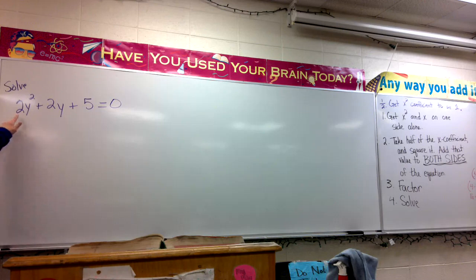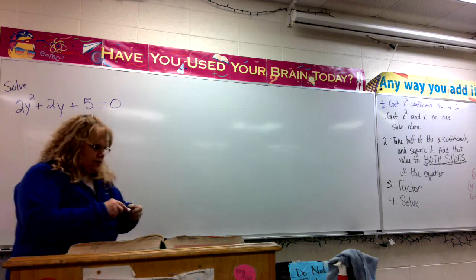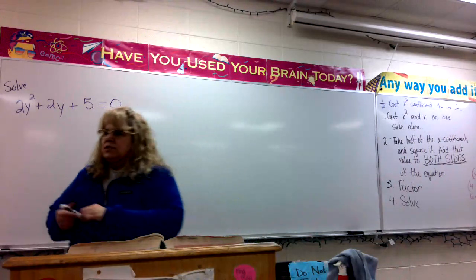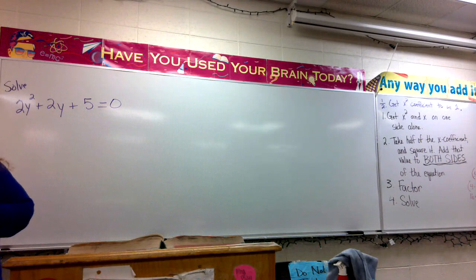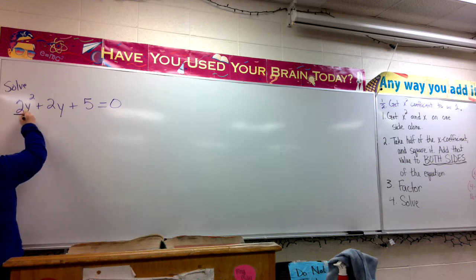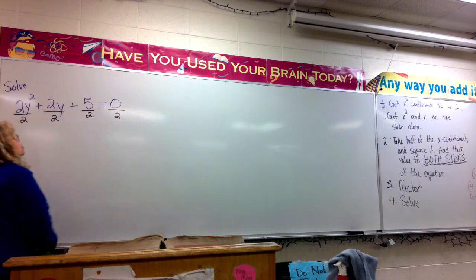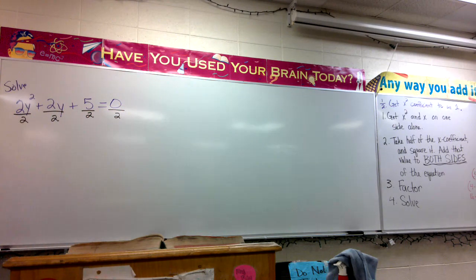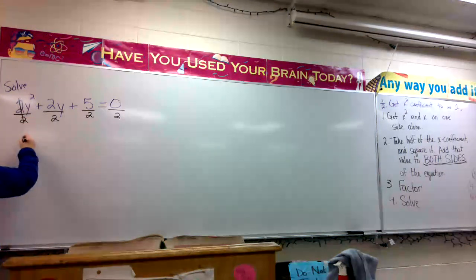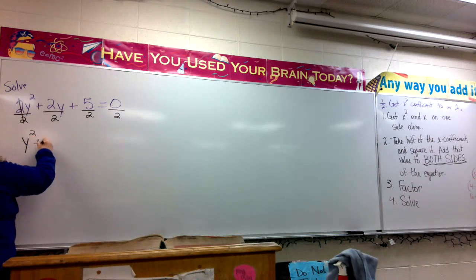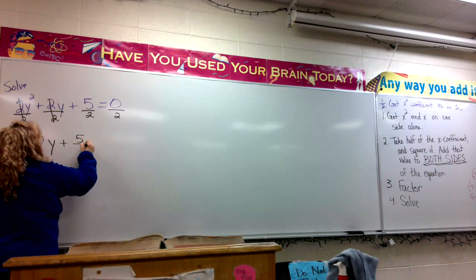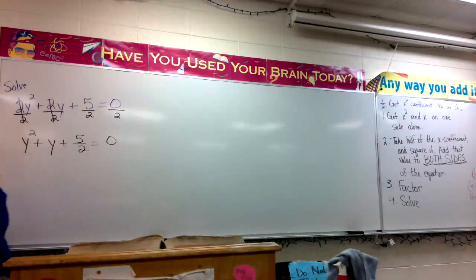Well, if this is 2 times y squared, how are we going to get rid of the 2 in front of the y squared if it's times? What's the inverse? Divide. So what you're going to need to do is divide every single term by 2. Divide every single term by 2. What do you get here? Y squared. What's this going to be? 1y. Still equal to 0 there, right?